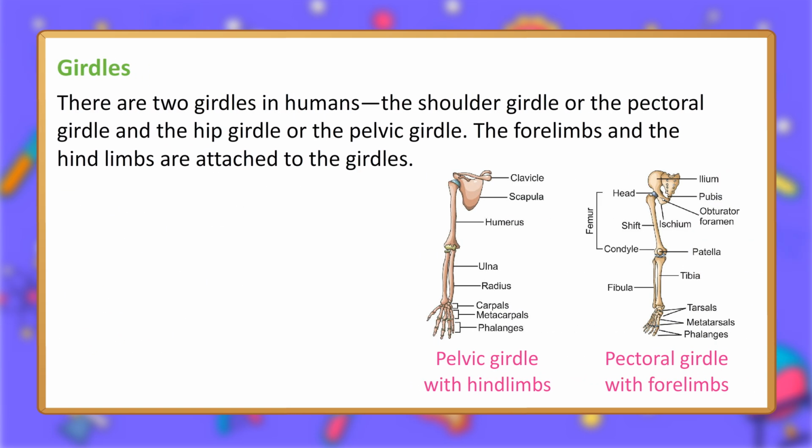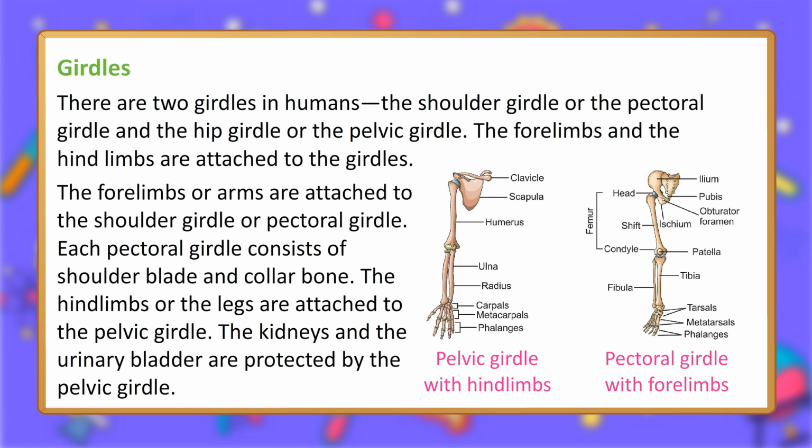Girdles. There are 2 girdles in humans: the shoulder girdle or the pectoral girdle and the hip girdle or the pelvic girdle. Forelimbs and the hindlimbs are attached to the girdles. The forelimbs or arms are attached to the shoulder girdle or pectoral girdle. Each pectoral girdle consists of shoulder blade and collar bone. The hindlimbs or the legs are attached to the pelvic girdle. Kidneys and the urinary bladder are protected by the pelvic girdle.